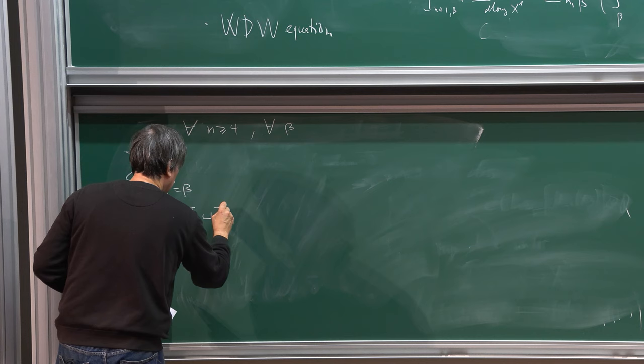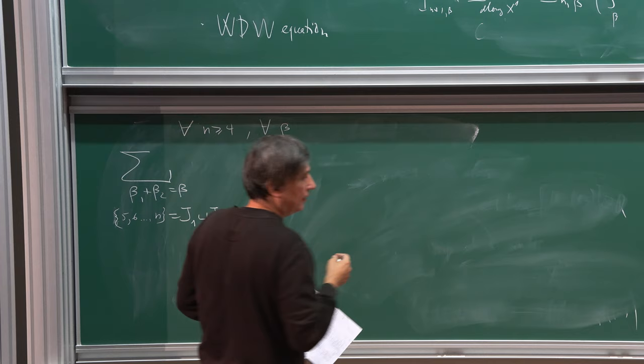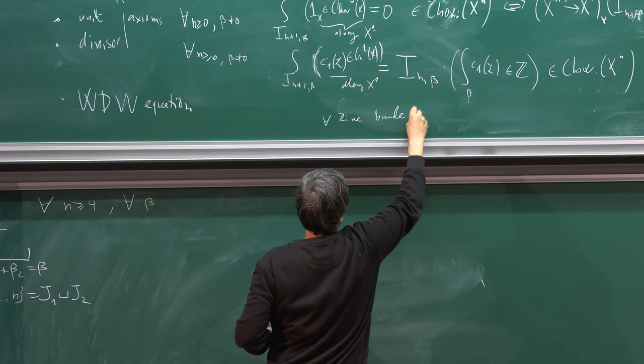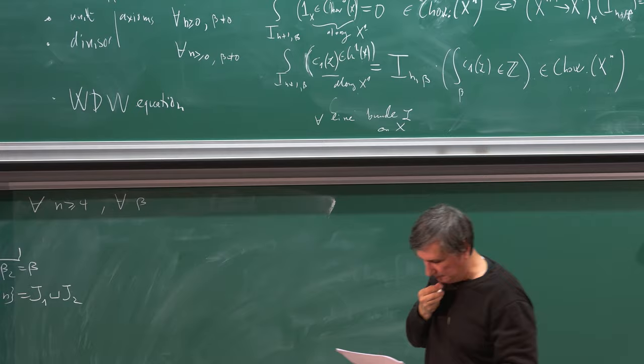So what was this L? Sorry to bother you. L is any line bundle. Any line bundle on the moduli stack? On X. Or an element in the Chow group. Right, okay. Just the same stuff.